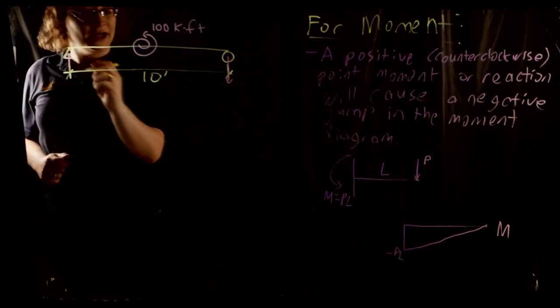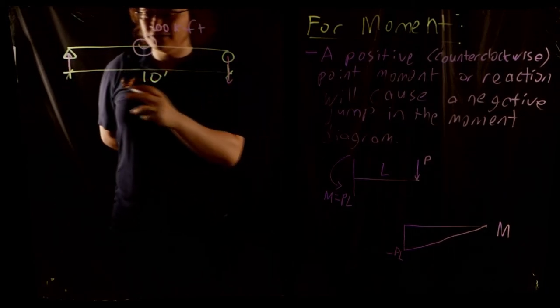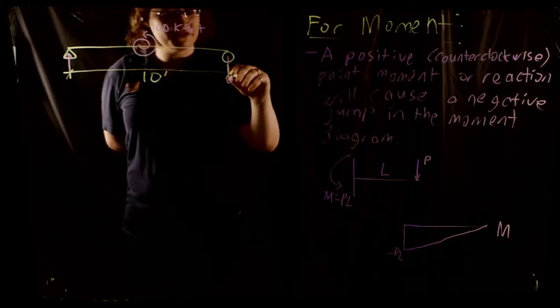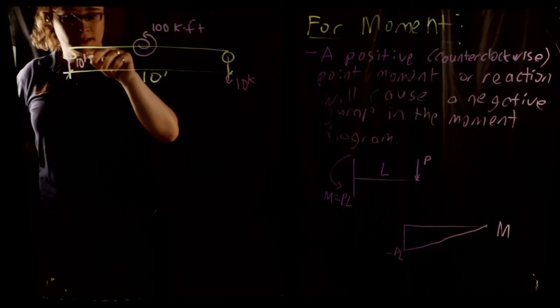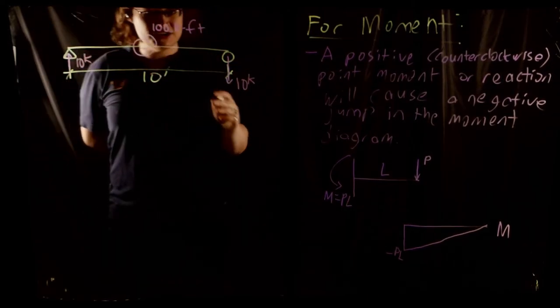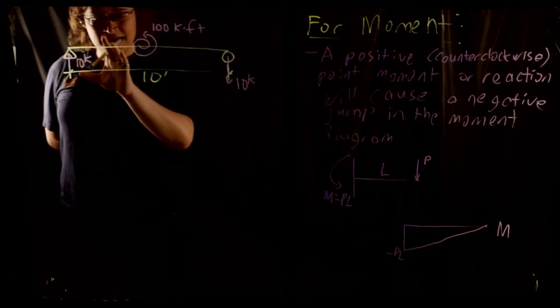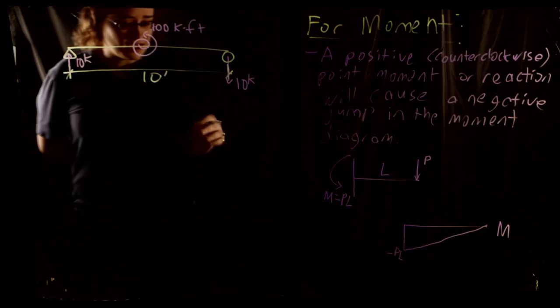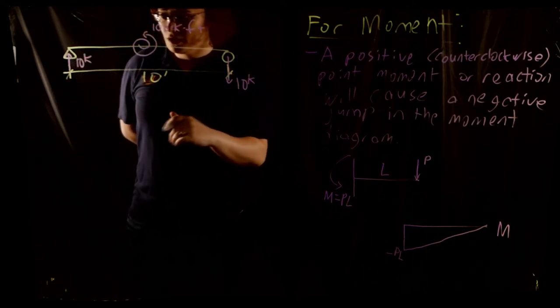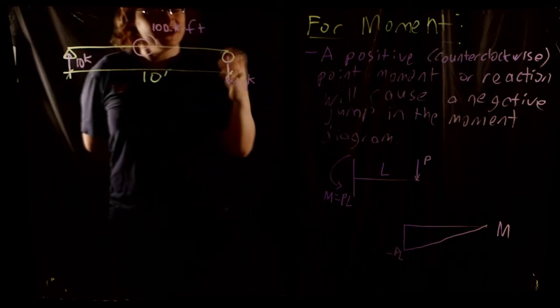And I could just apply basic knowledge of couples by saying force separated by a distance. These have to each be equal to 10 kips. A set of 10 kip forces separated by a distance of 10 feet will generate a moment of 100 kip feet.